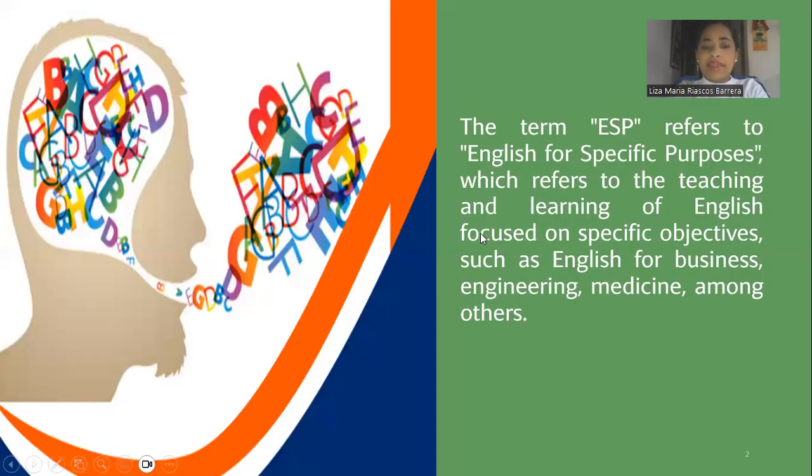We have to remember that the term ESP refers to English for Specific Purposes, which refers to the teaching and learning of English focused on specific objectives, such as English for business, engineering, medicine, among others. There are several approaches and methodologies used in ESP courses, and 4 of them are described below.